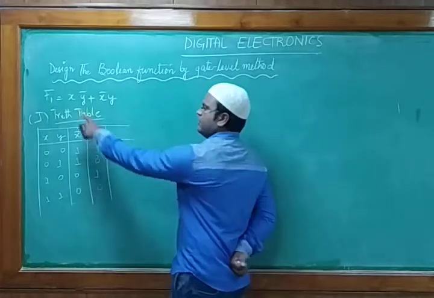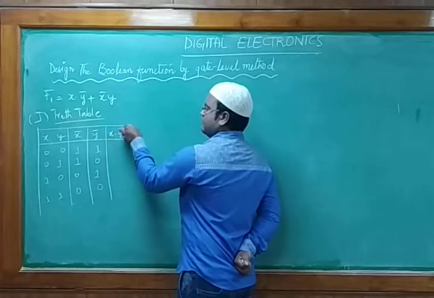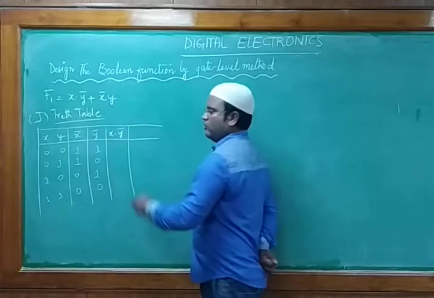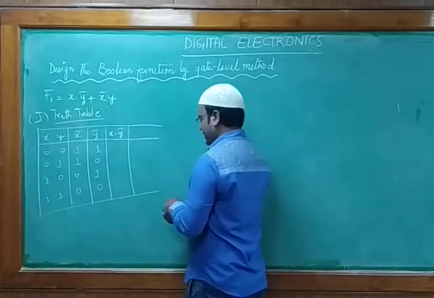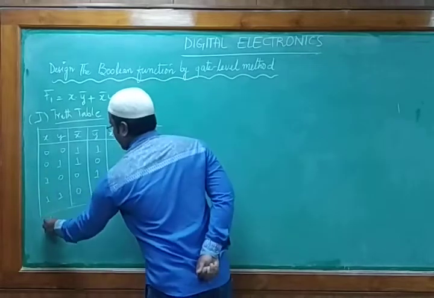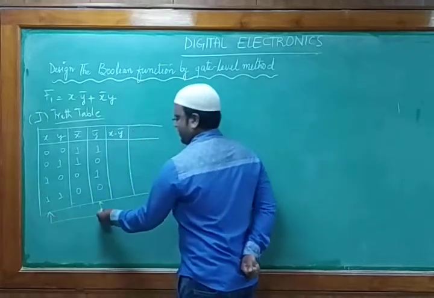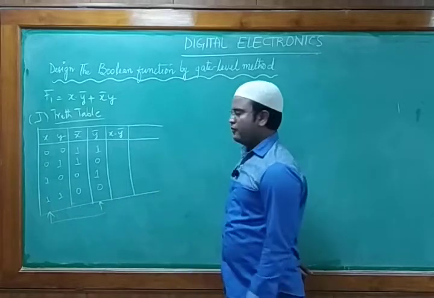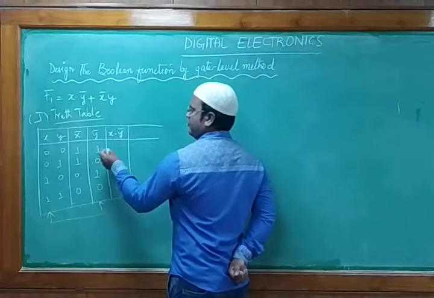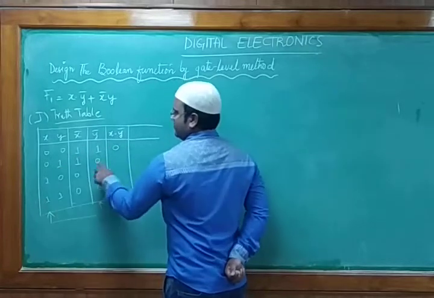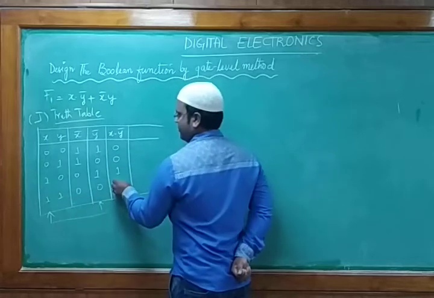Next we need to find x multiplied with y bar. So we write x into y bar. We take the x column and the y bar column, and we multiply both of them. So 0 into 1 would be 0. 0 into 0 will be 0. 1 into 1 would become 1. Then 1 into 0 will become 0.